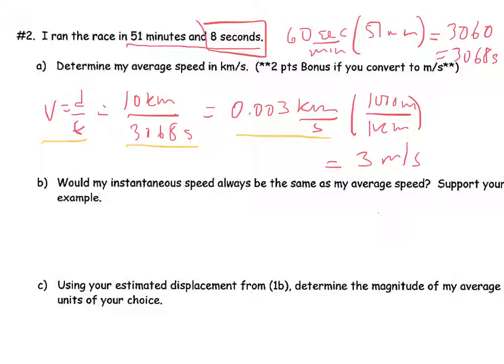The next question here asks, would my instantaneous speed always be the same as my average speed? And you had to support your example. So this would be no, and I'm not going to write it out, but certainly at some point I could be slowing down towards the end of the race. I could be running faster at the beginning because I'm excited. There could be hills, there could be runners in my way, so the instantaneous speed is always going to be changing.